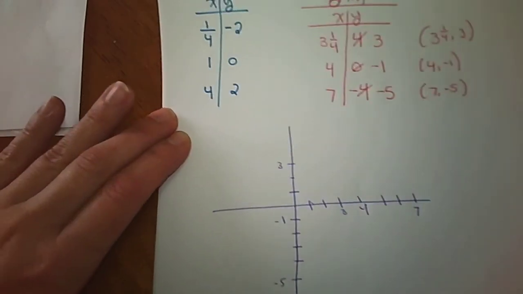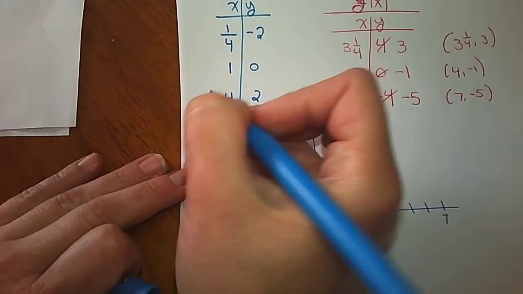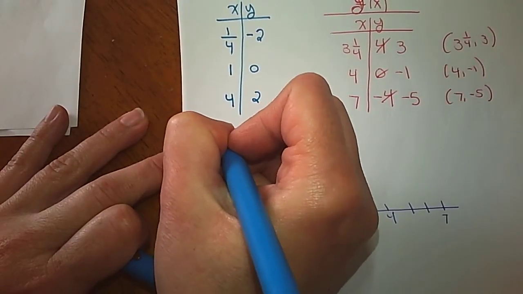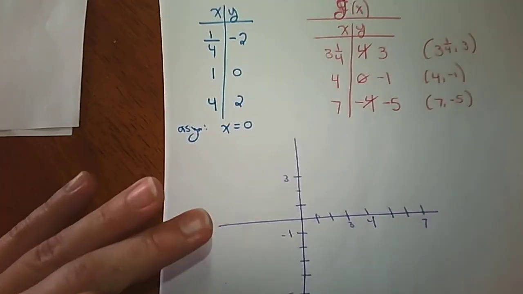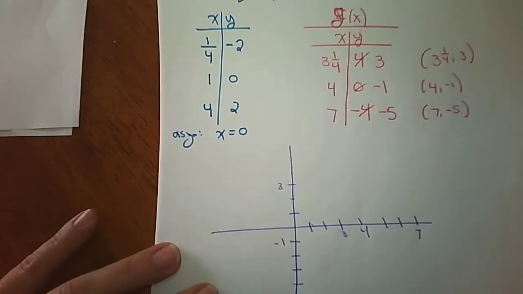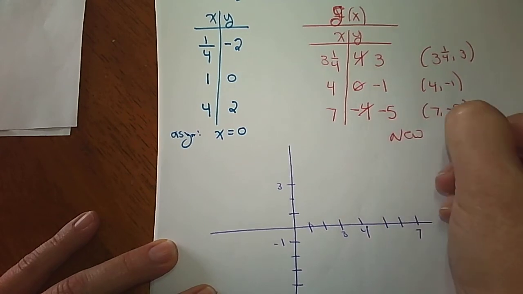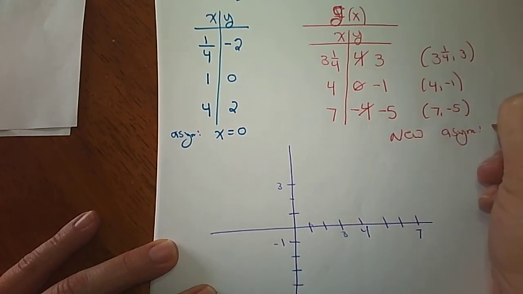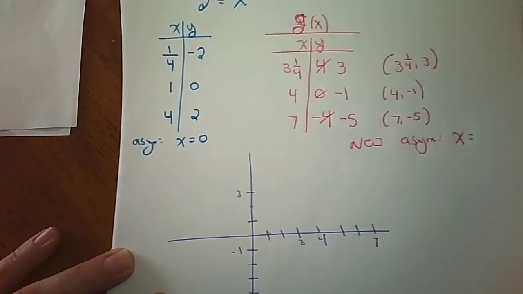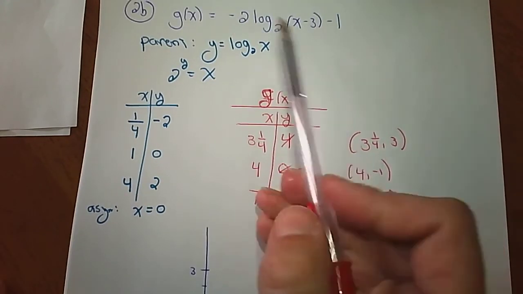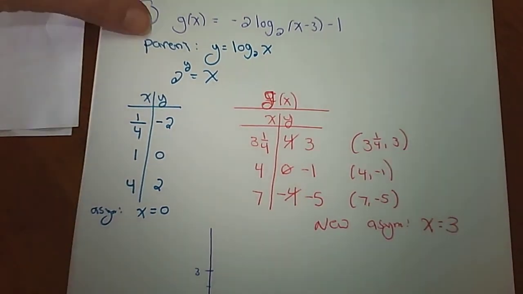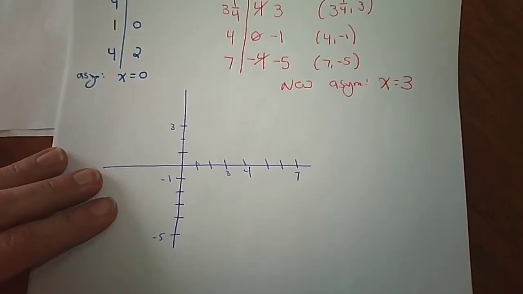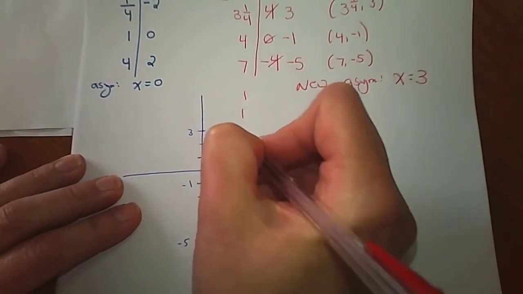Now, the one thing I did forget to do are the asymptotes. The asymptote for a basic log graph is always x equals 0. The new asymptote, since it's x equals, we make any adjustments we can to x's. So if we go back up to the equation, we added 3 to the x's, so it's going to be x equals 3.